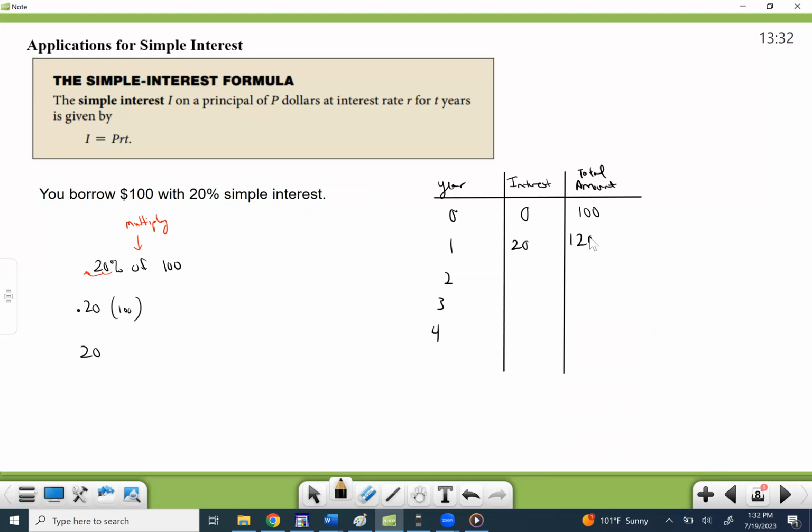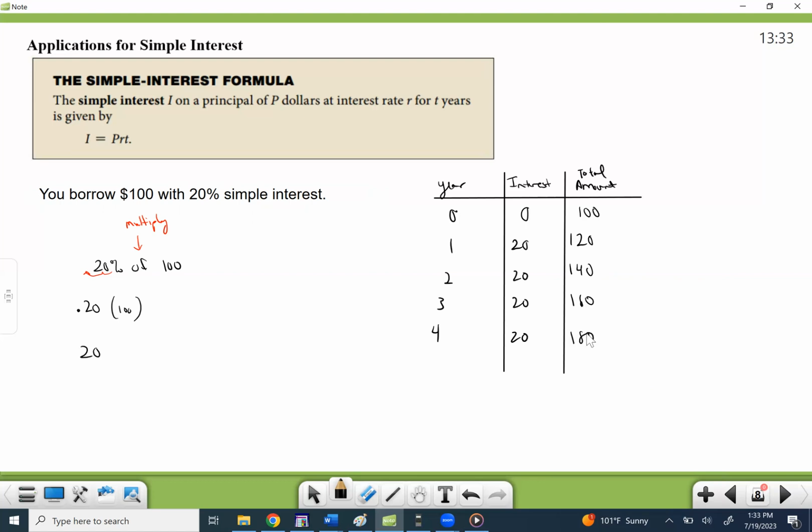Now, the way that simple interest works is they're always going to give you interest just off the original amount borrowed. They're not going to give you interest on your interest. So no matter what, it's going to be 20, 20. You're just always going to keep adding 20. So this would be 140 if we added 20 more dollars in interest. This would be 160, this would be 180, etc.